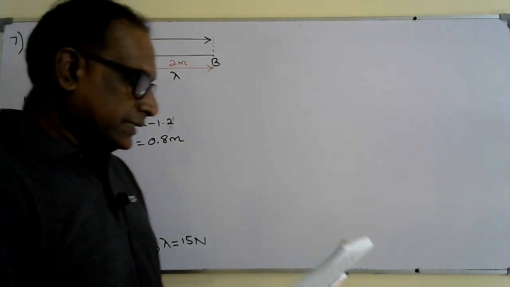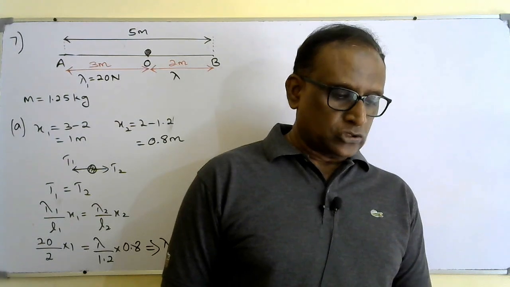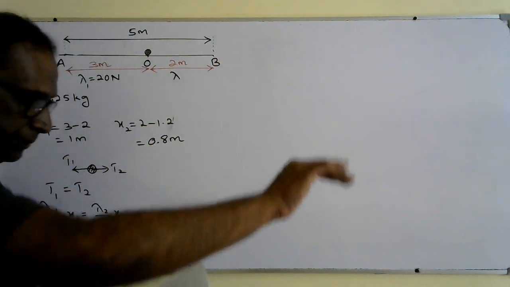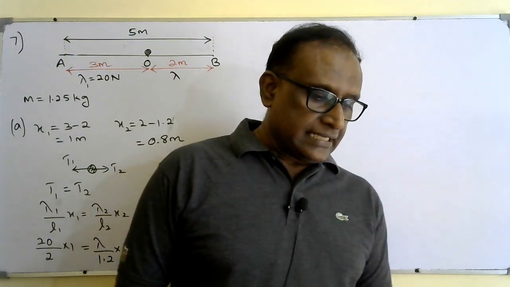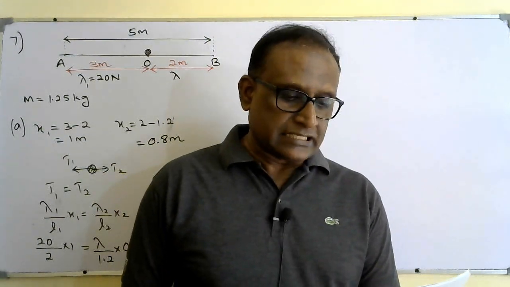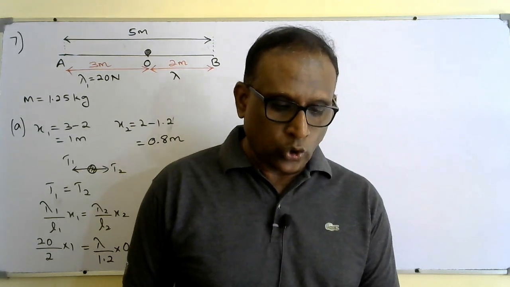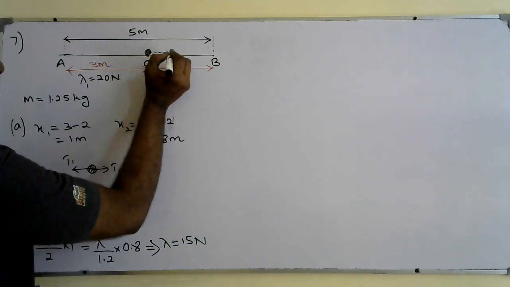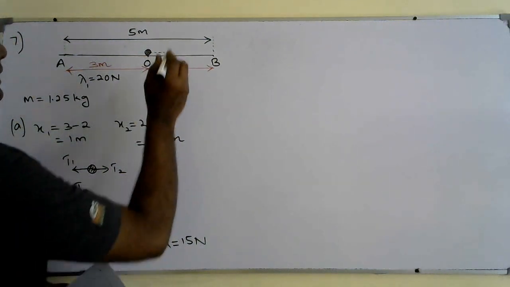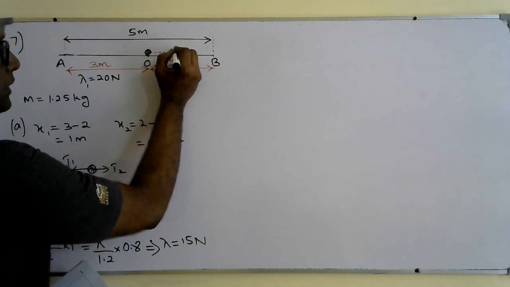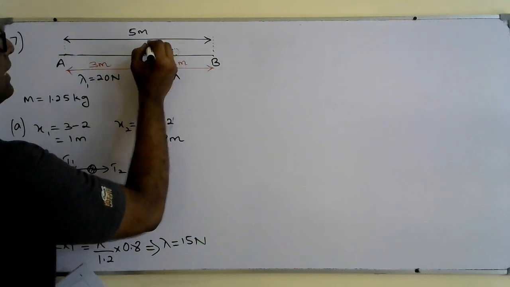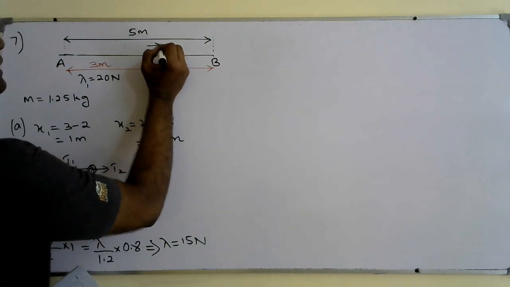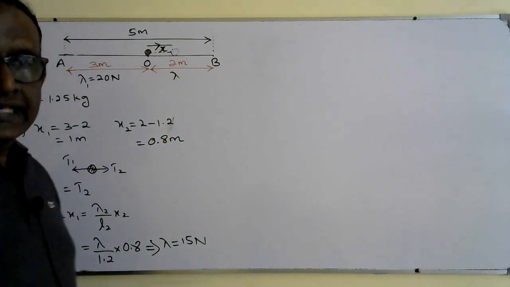Okay, so part B. They are saying the particle is now projected along the floor towards B. So it's projected towards B. At time t seconds, P has a displacement x meters from O in the direction of OB. So the particle has come to a new position somewhere here. This displacement is x, they are saying.